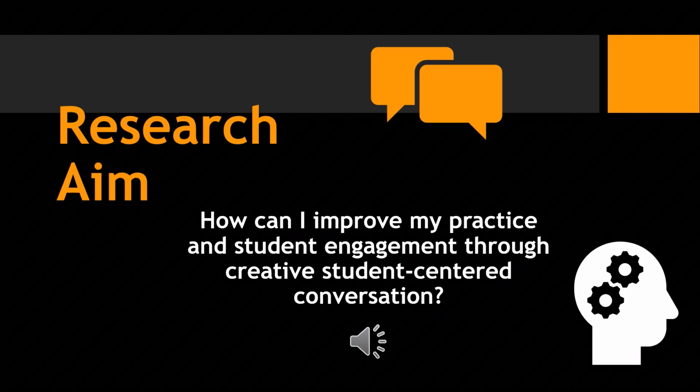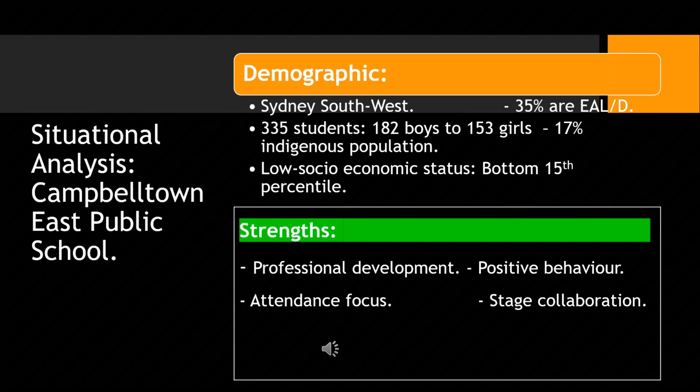The following action research is aimed at how I can improve my practice and student engagement through creative, student-centered conversation. This research will be conducted in a low socioeconomic status government public school. The following data on this school was collected from the School Annual Report 2020 and My School.